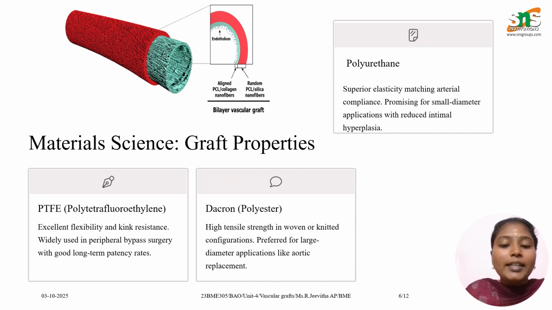The next one is polyester. It has high tensile strength and is preferred for large diameter applications, and it is used in aortic replacements. The third one is polyurethane. It has superior elasticity matching arterial compliance, but it is still under research.